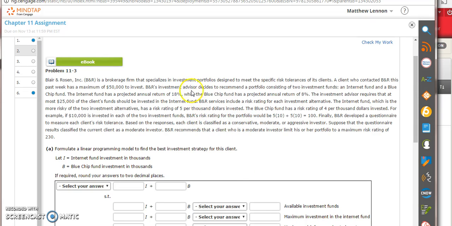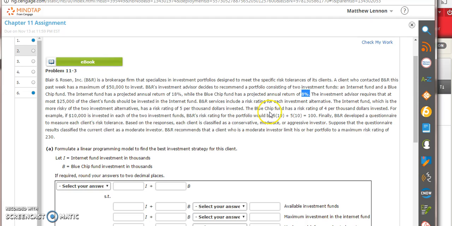So let's take a look at another linear programming example. On this one we have a portfolio where we have two projected returns, 18% and 8%. And the investment advisor has some constraints here. At most, $25,000 is going into this internet fund, which has higher earning potential, but also a higher risk factor. And he's investing $50,000 at max.